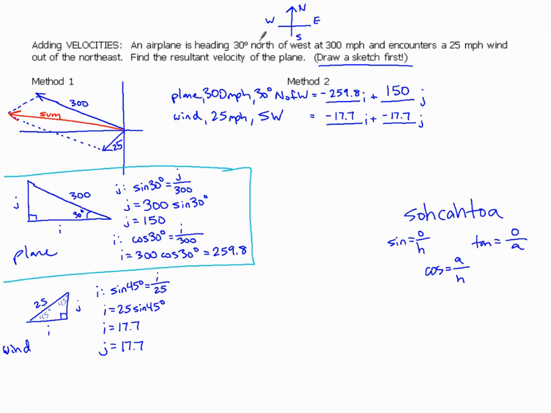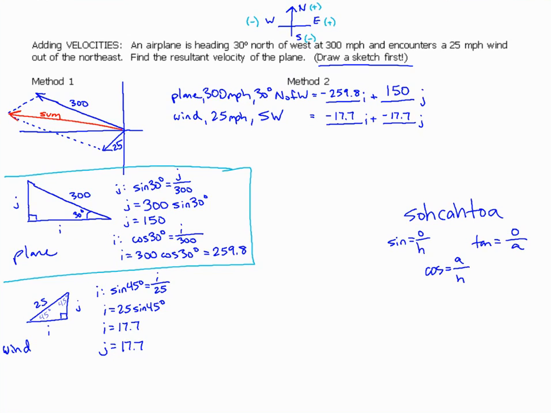If you're looking at your map coordinates, basically north is going to be positive. East is going to be positive. South would be negative, and west would be negative.